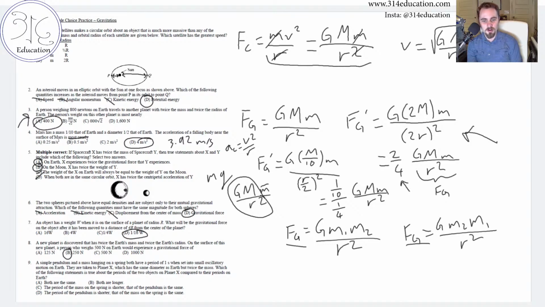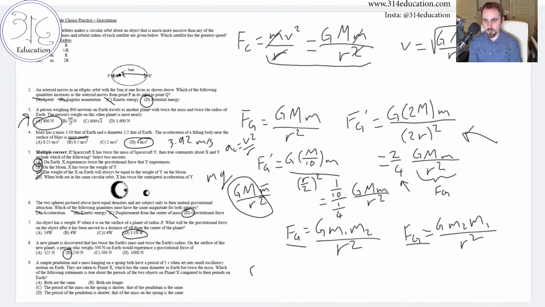Next, we've got a simple pendulum and a mass hanging on a spring. Both have a period of 1 second when set to a small oscillatory motion on Earth. They're taken to planet X, which has the same diameter as Earth, but twice the mass. Which of the following statements is true about the periods of the two objects on planet X compared to the periods on Earth? So this is kind of neat. This is using simple harmonic motion.